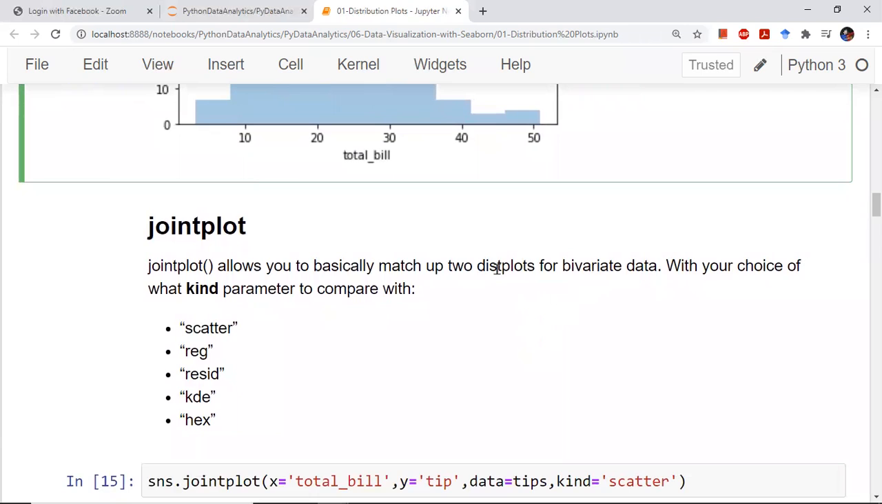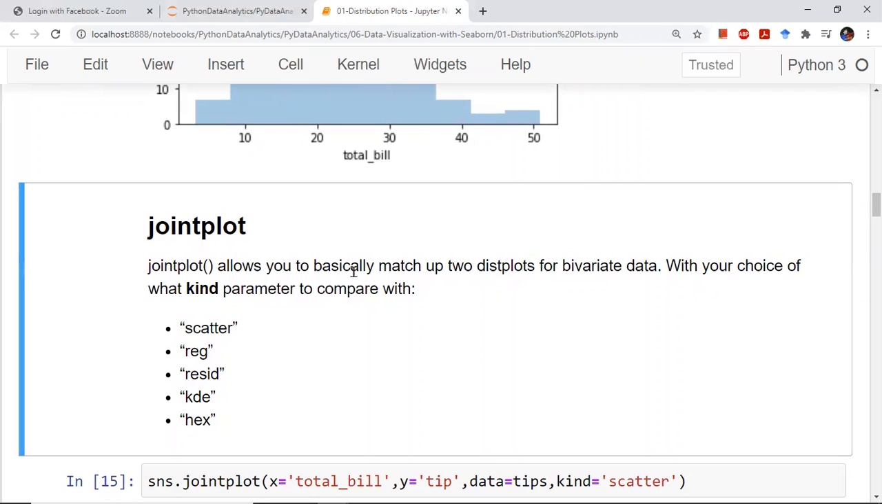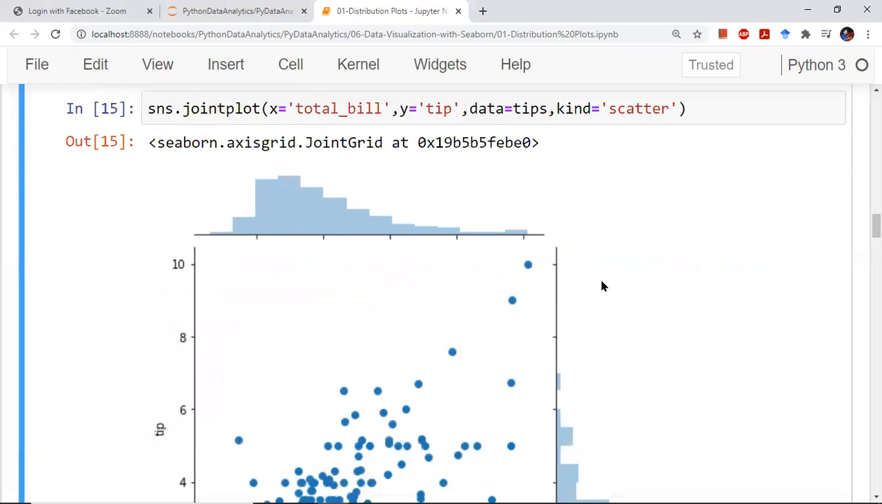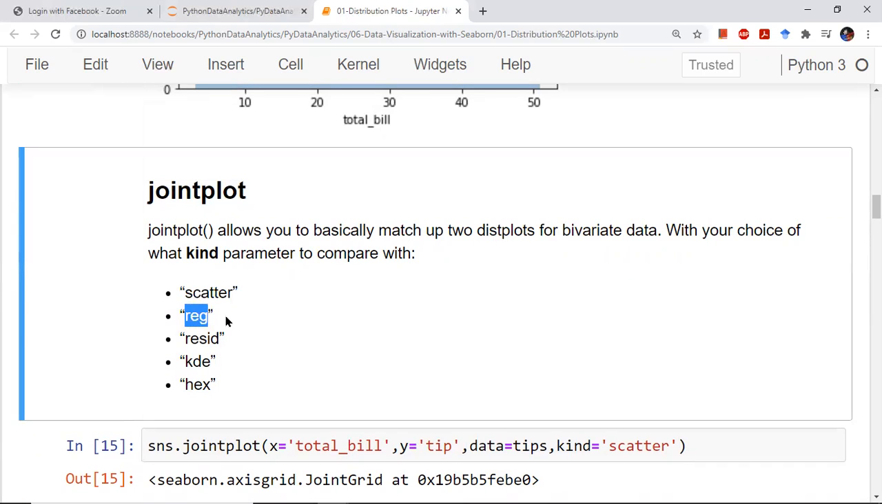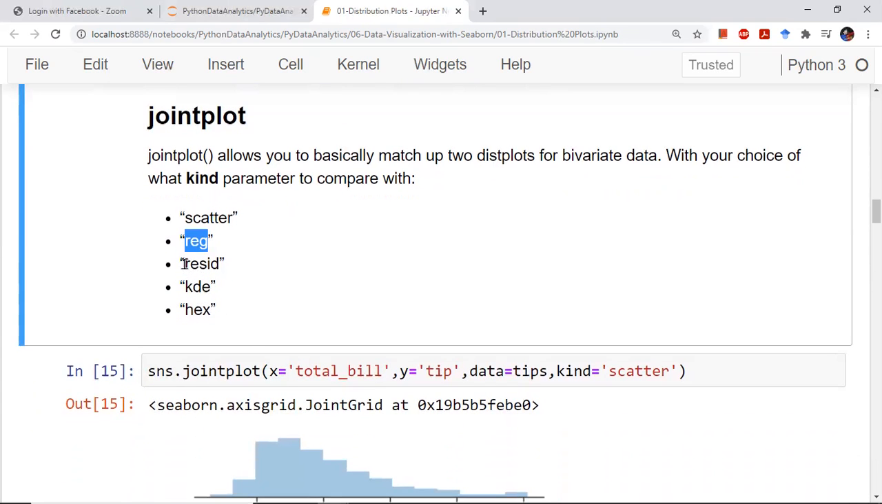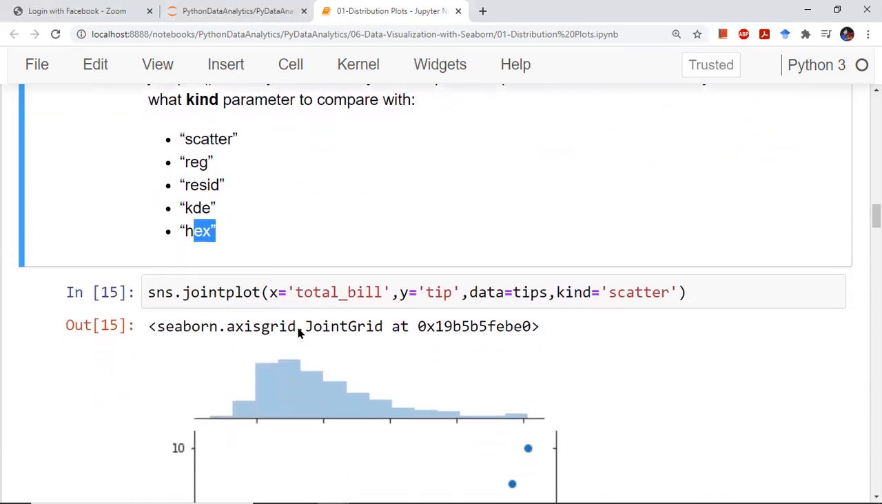So I want to look at two different variables together. We will be using a joint plot, because it allows us to match up two distribution plots for bivariate data. Bivariate means bi, two, variate, variable. It allows you to plot with different kinds, like scatter, or a regression plot, where you can fit a line through your data and see how it looks. Similarly you have residual plot, KDE plot or hex plot. We will look at all of them one by one, right?